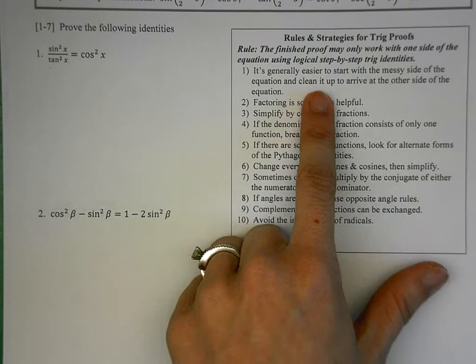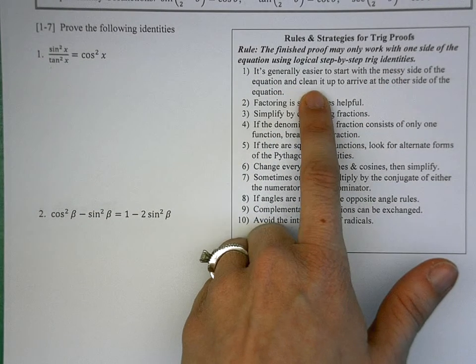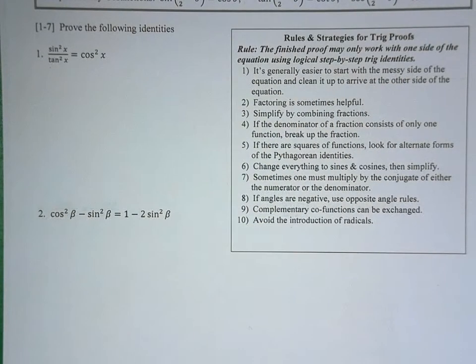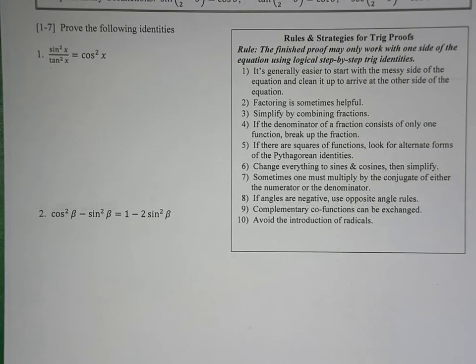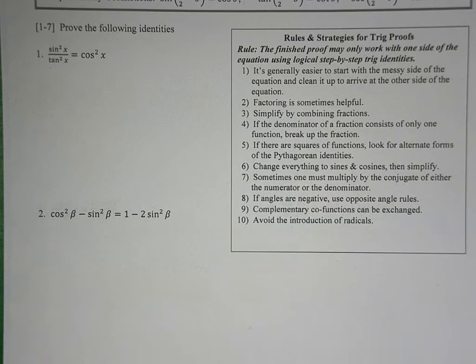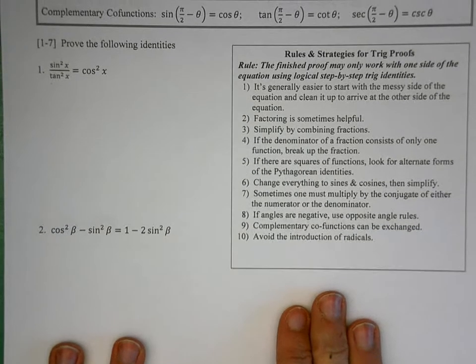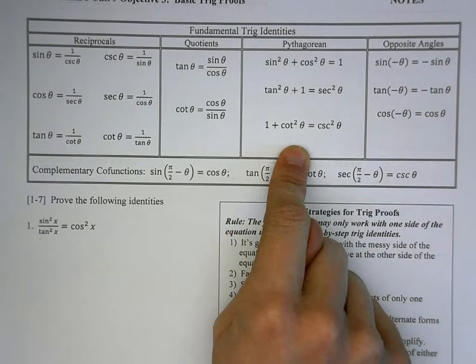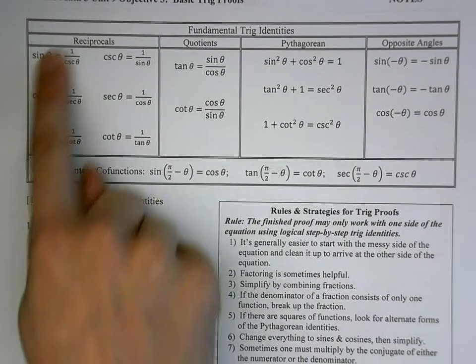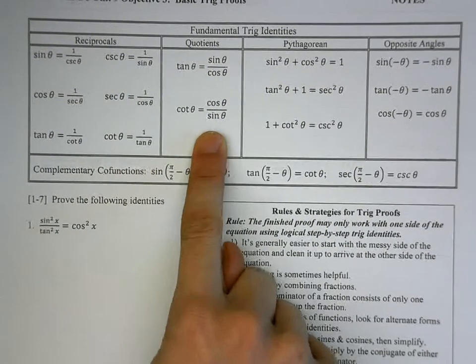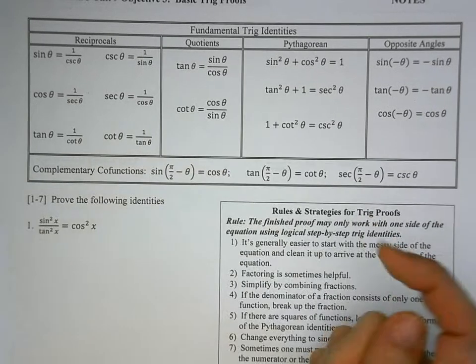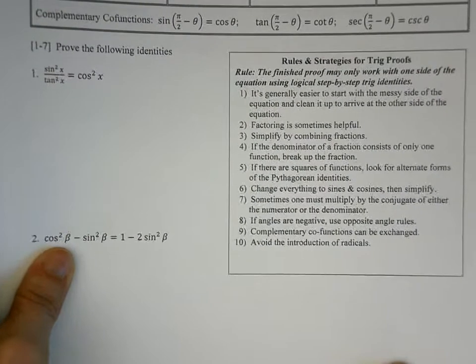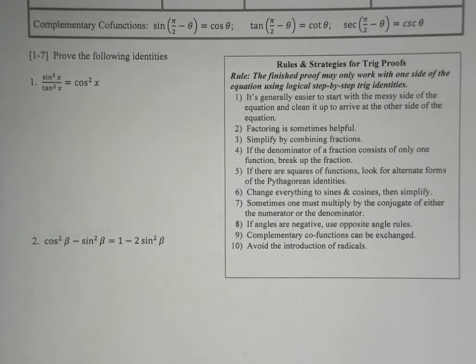And our overarching goal, remember, is to take the messy side and generally try to clean it up. Introducing a radical, probably not going to be cleaning it up much. So again, if you find yourself with a square, try to avoid the square root idea. Generally, squareds cue a Pythagorean, or potentially there might be some sort of reciprocal or quotient that you could rewrite. So avoid radicals, okay?